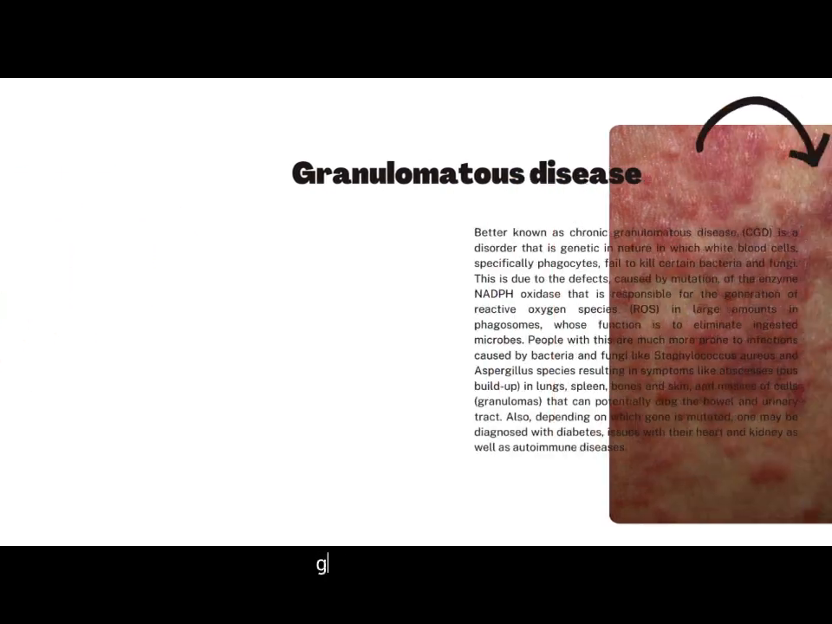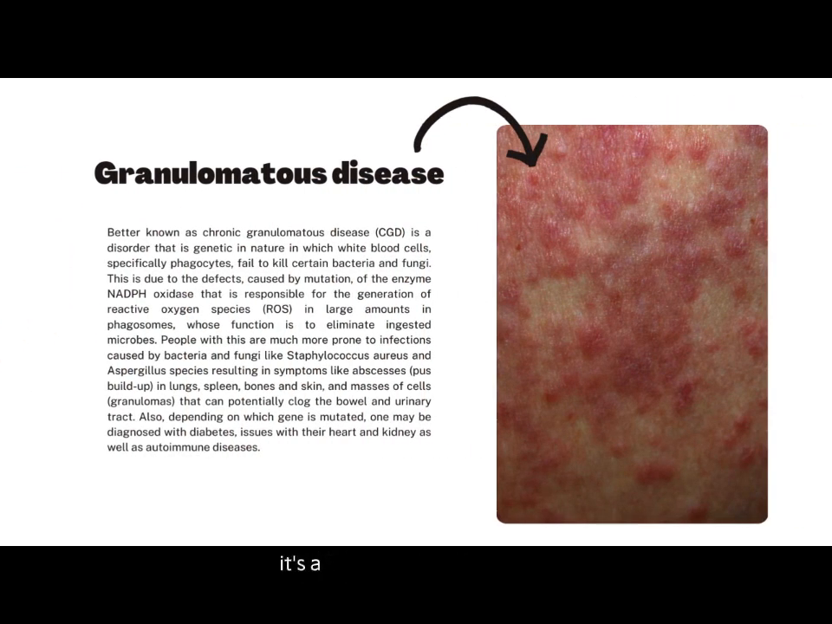Last but not least, granulomatous disease. It's a chronic disease whereby your white blood cells or phagocytes are not doing their job because the enzyme NADPH oxidase, which is responsible for the generation of ROS, reactive oxygen species, in large quantities in phagosomes, is basically not generated. And these phagosomes are tasked with killing ingested microbes. So basically, these people are prone to autoimmune diseases. They can get diabetes. They can also get kidney issues, heart issues. They can also get blockages because there is accumulation of mast cells and pus buildup. Thank you.